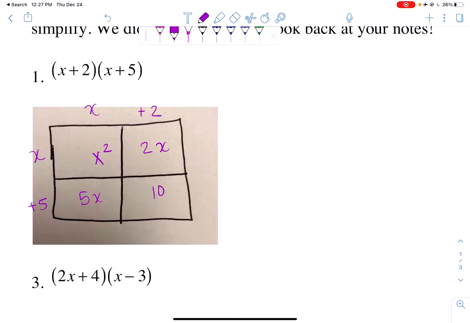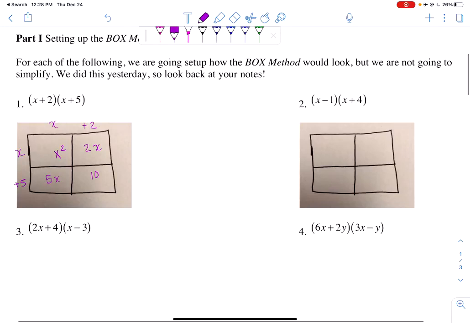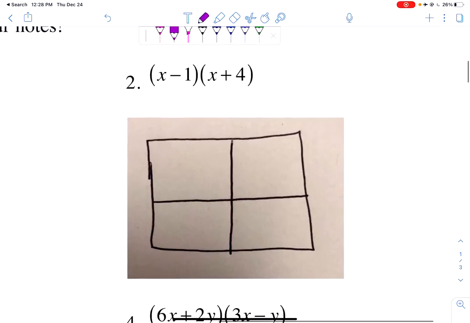We are not going to do anything else right now. We are simply just setting up our box to show you how to use the area model. Now we're going to go on to the next example. So I'm going to ask you, I'm going to do the execution.